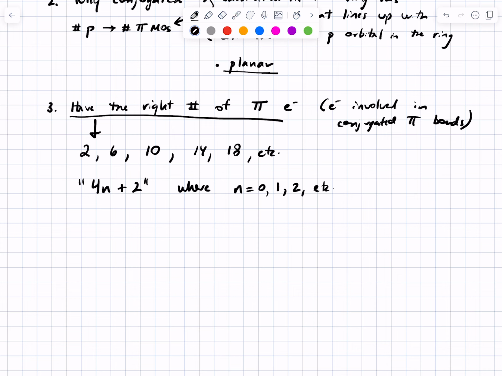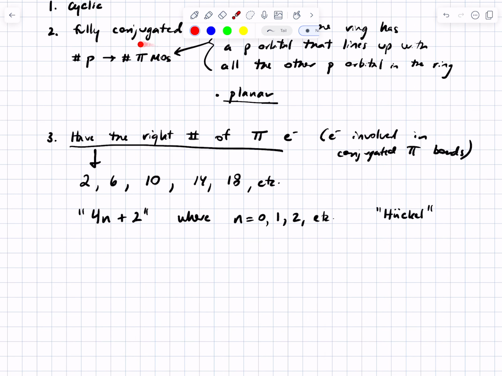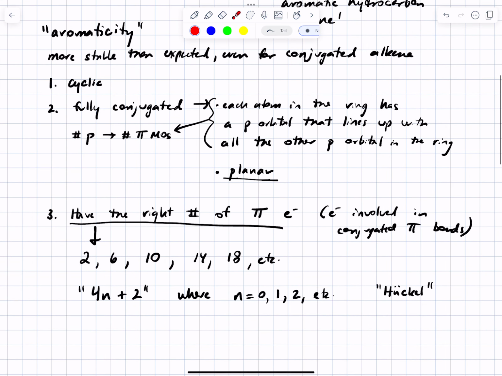And this 4n plus 2 rule is sometimes called the Hückel rule. And I'll show you where that comes from. As I said, it comes from the arrangement of the pi molecular orbitals in energy. But this is basically all you need to determine whether a molecule is going to be aromatic or not. Generally, you're going to focus on cyclic, fully conjugated, and the right number of pi electrons.